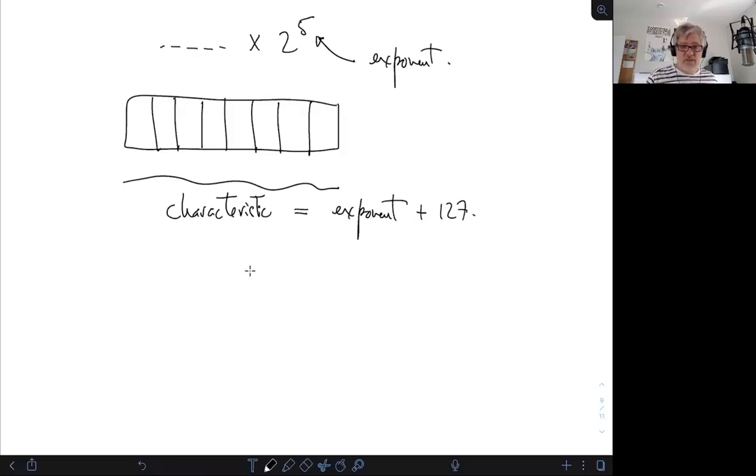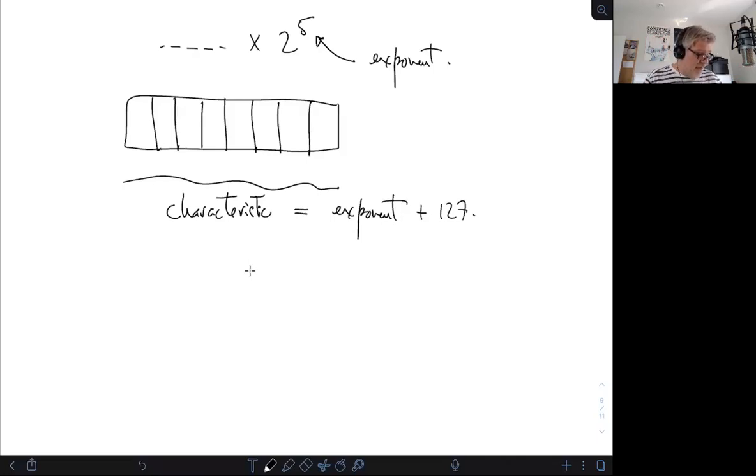Where does the 127 come from? I can tell you, but I don't want to do it now. On 8 bits, you can write numbers, negative and positive, basically from minus 127 to plus 127. That's where it comes from. But let's just take it for granted. On 8 bits, what we call the bias is 127.